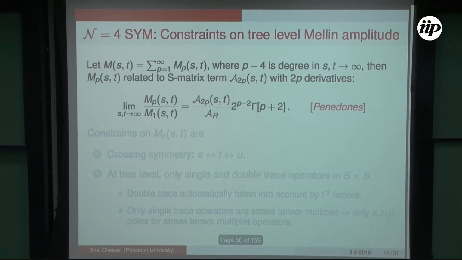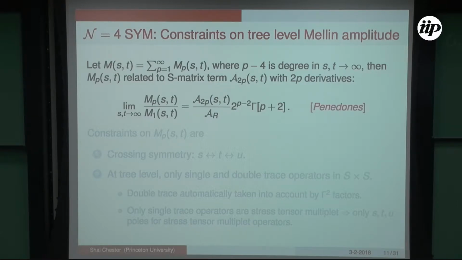And then this wonderful formula by Joao says that if you take a Mellin amplitude with degree p, and I'm just normalizing by the supergravity one, you don't have to do that, this is just for simplicity, then when you take the flat space limit, this is related to a term in the S matrix which has 2p derivatives, with this important p-dependent factor. So for instance, if you were looking at M1 itself, then it corresponds to a 2-derivative term in the S matrix, which is, of course, the Einstein-Hilbert term. And if you want to look at higher derivative terms, such as R to the 4, then you look at higher degree Mellin amplitudes.